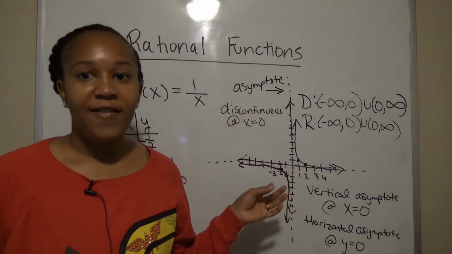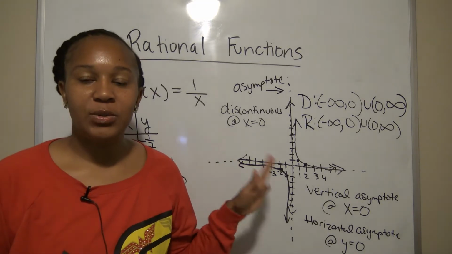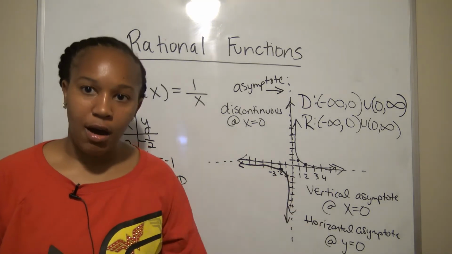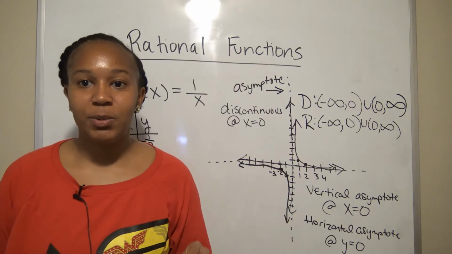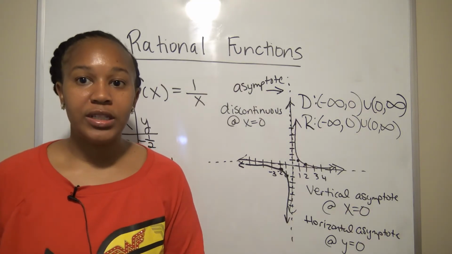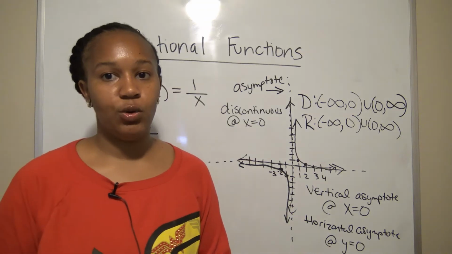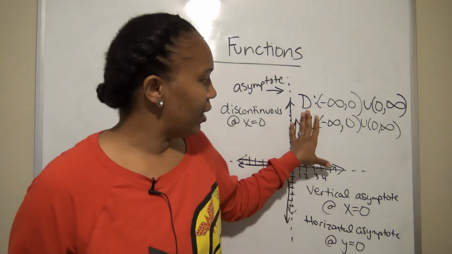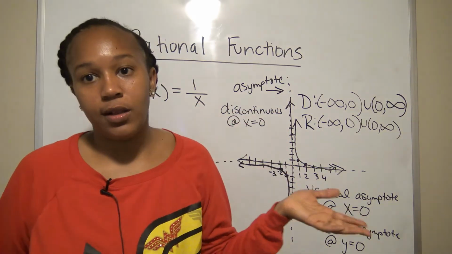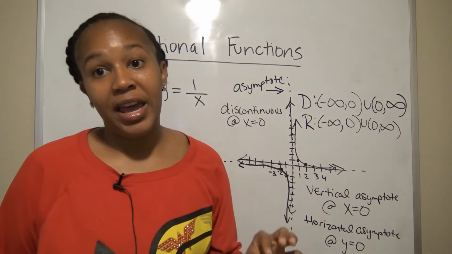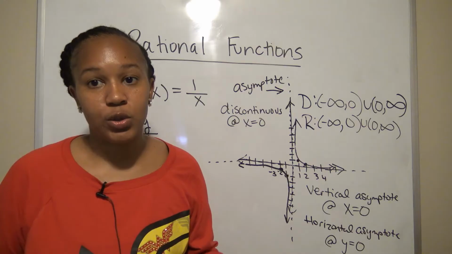Now this function is considered to be an odd function. And it's an odd function because it's symmetric with respect to the origin. So now what does it mean to be symmetric with respect to the origin? That means if I was to take this graph in one quadrant and rotate it 2 times clockwise or counterclockwise, it doesn't matter, if I get that same graph, then it is symmetric with respect to the origin.